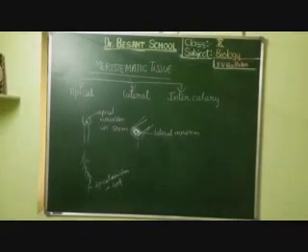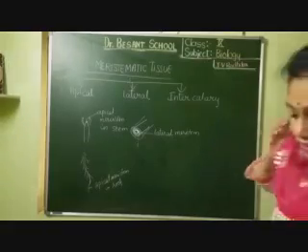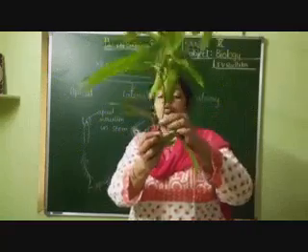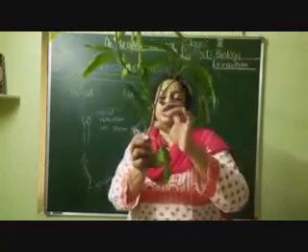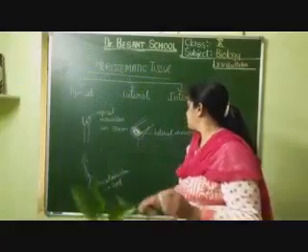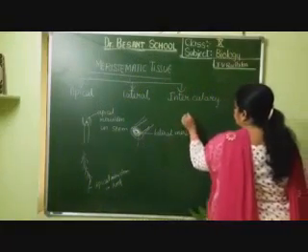Again, at the bottom you will find a line kind of a thing. From there only new branches are arising. Here also one, here also one, here also one. Wherever they are there, from there only the new branches are arising. In between that they don't arise. So such places where you could be finding such a line kind of a thing in the branches, those are called the nodes. They are called nodes.